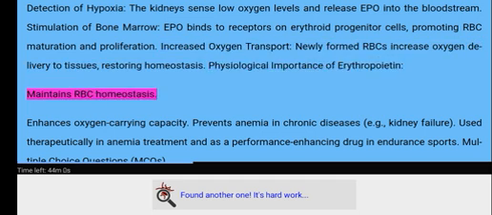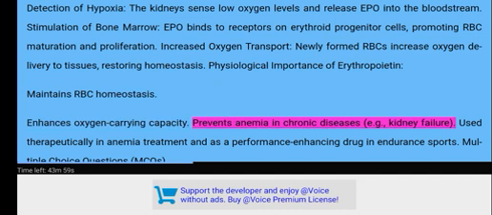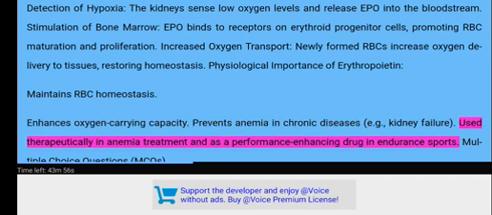Physiological importance of erythropoietin. Maintains RBC homeostasis. Enhances oxygen carrying capacity, prevents anemia in chronic diseases, e.g., kidney failure. Used therapeutically in anemia treatment and is a performance-enhancing drug in endurance sports.